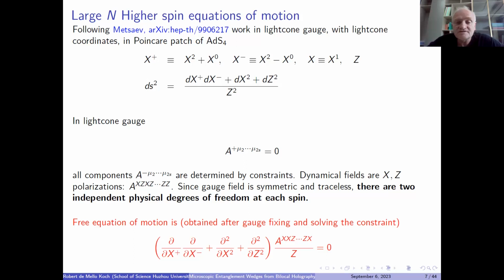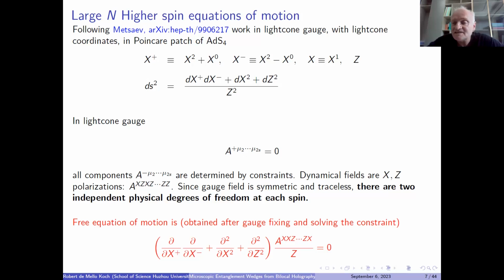After you've chosen this gauge, so you've set these fields to 0, the equations of motion associated to these fields must be imposed as constraints. Those constraints must be solved. And it turns out that those constraints determine all components of the gauge field with one or more minus polarizations.